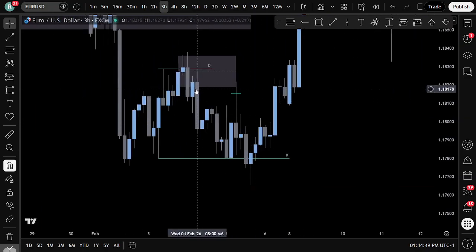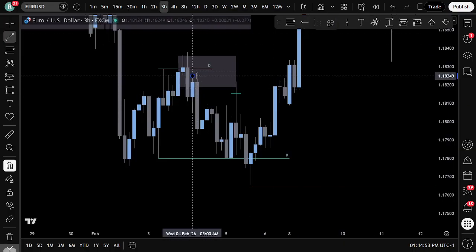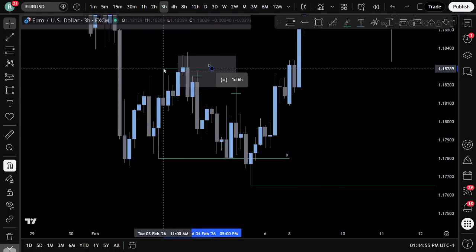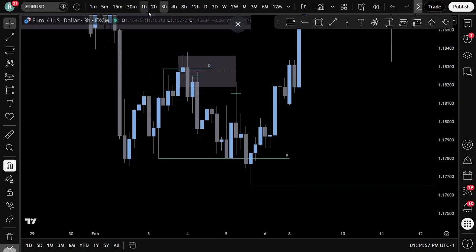Yeah, is this the right time? 8 a.m., perfect, beautiful on Wednesday. So we can look at both of these examples, right? So for me personally, turtle soup at the right time.